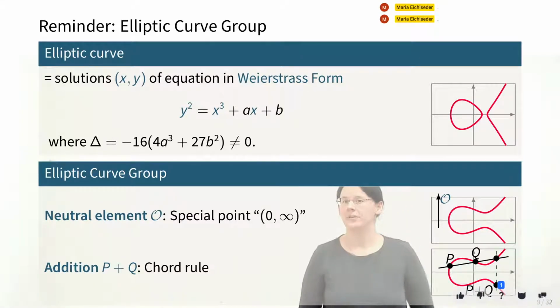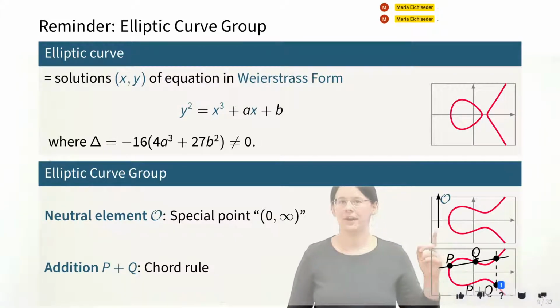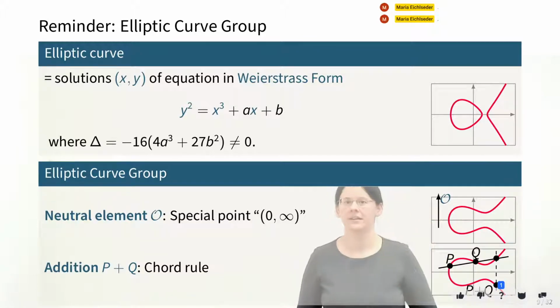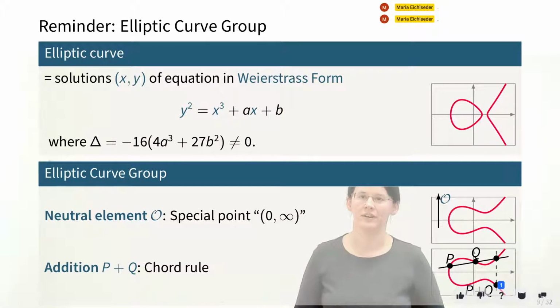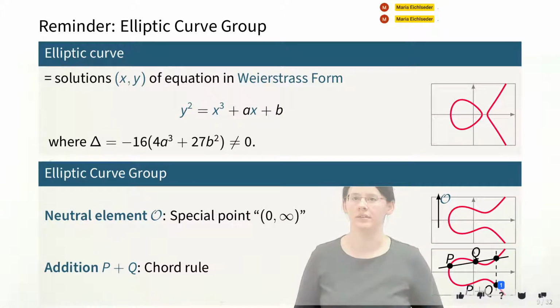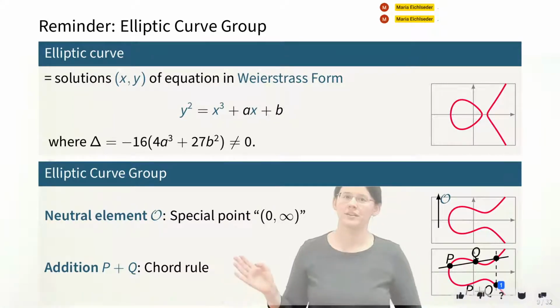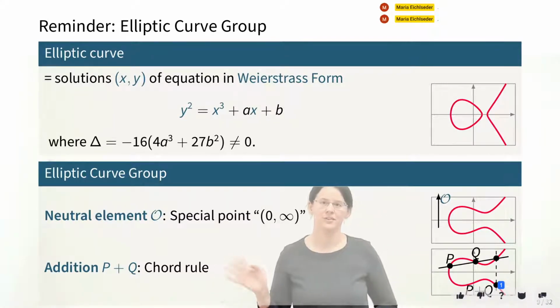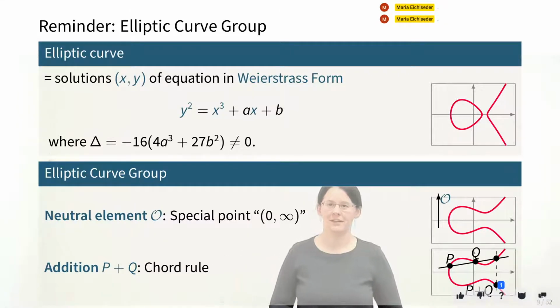And to make it a group, I also need an operation and a neutral element. The neutral element is an element not actually on the curve, but a special point, which we could informally call 0 infinity. So it's infinitely up on this axis here. And we have a group operation, which we can define in a graphical sense, but we will also revisit the mathematical formulas for that later on.